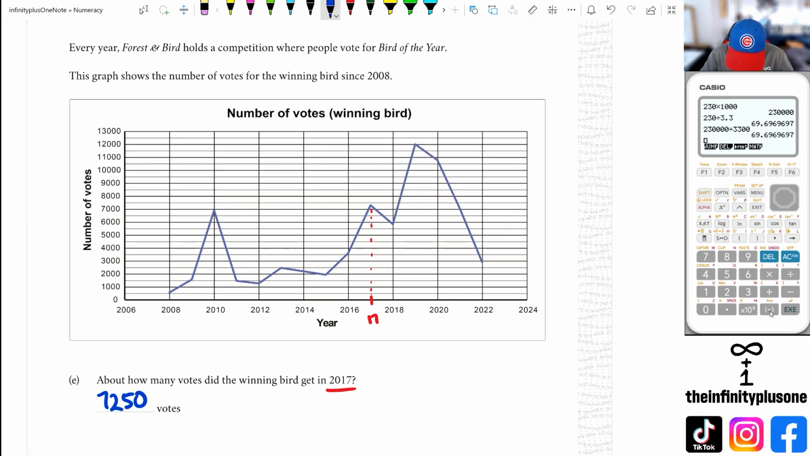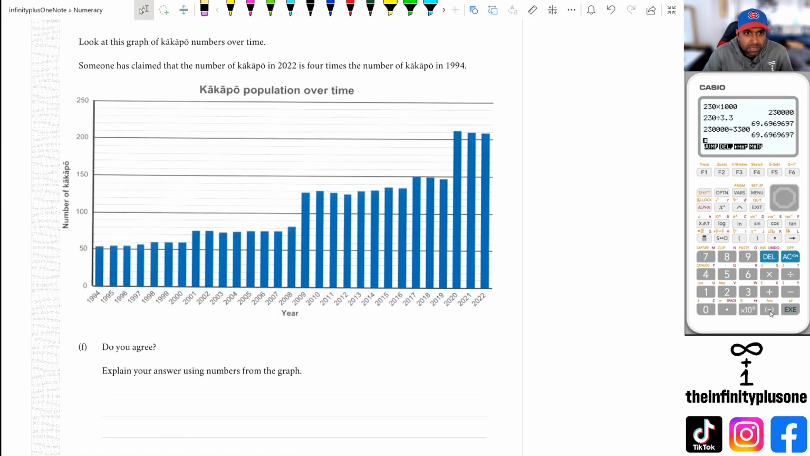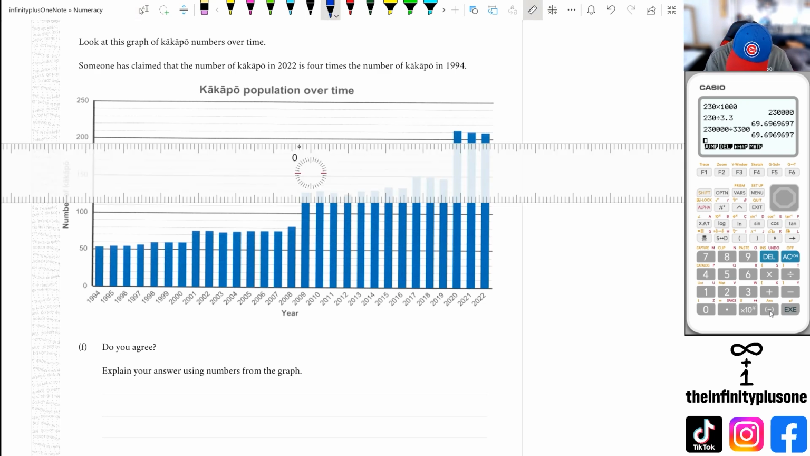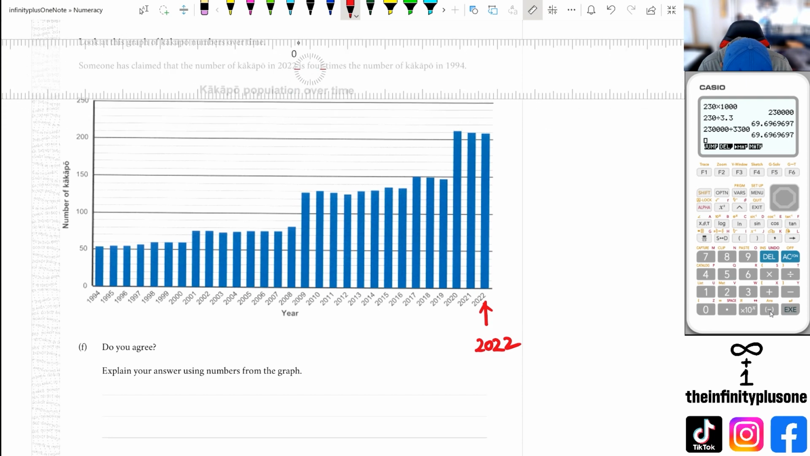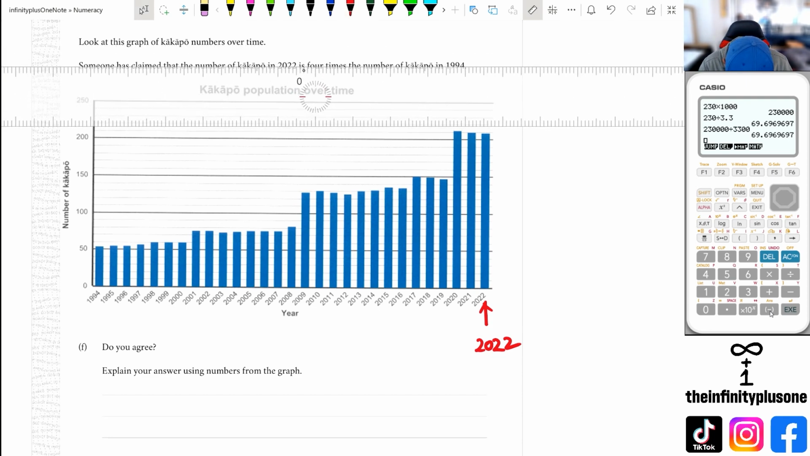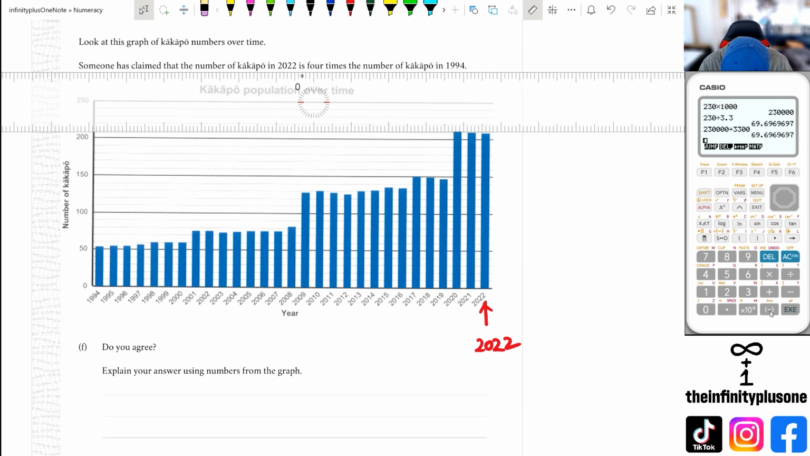Next question, 2F. If you look at this particular graph, someone has claimed that the number of kakapo in 2022 is 4 times the number of kakapo in 1994. Do you agree? First, we actually need the numbers. So we're going to look at 2022 first, which is here. Roughly speaking, these are all going up in tens. So that's going to be 210. Probably I'm thinking like 208, 209. So I'm going to go with 208.